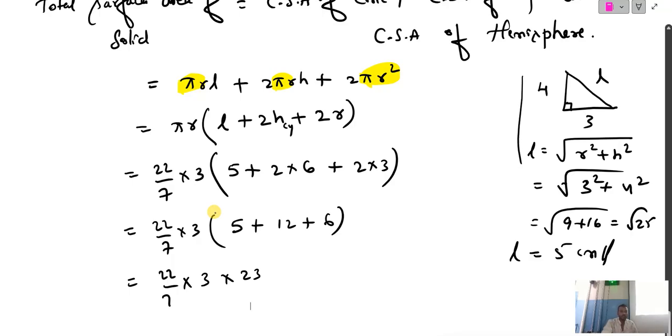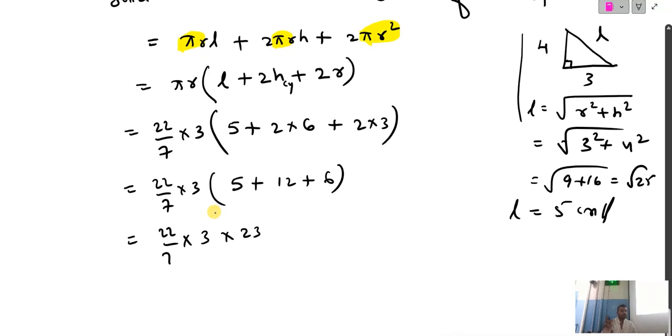Now 7 and 3 is cancelable. 7 and 23? No. So we can directly take 3.14 into 3. 3 3s are 9, 3 2s are 6. So 3.14 into 69 is 216.66 centimeter square. So this is the surface area of the given solid.